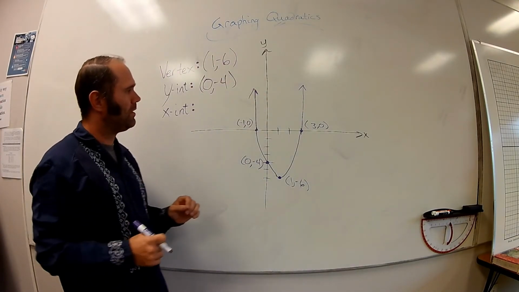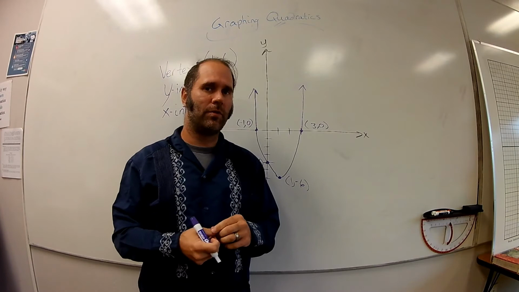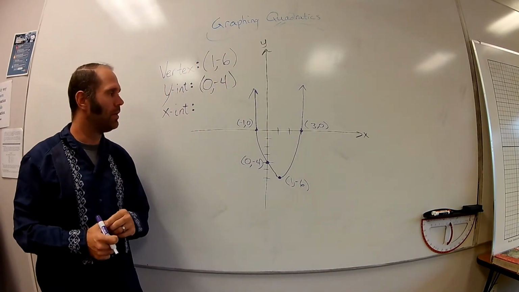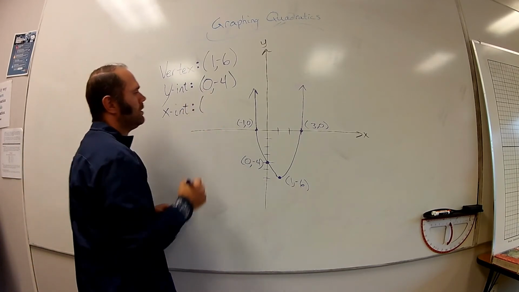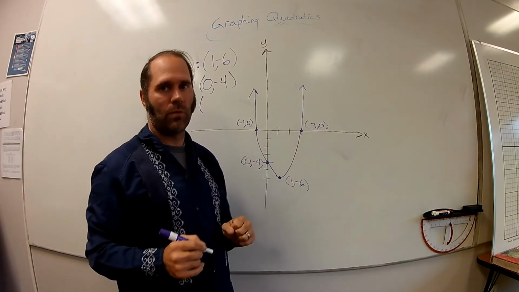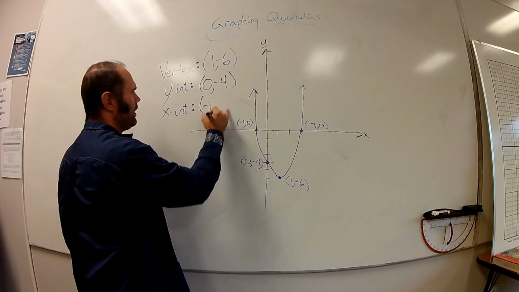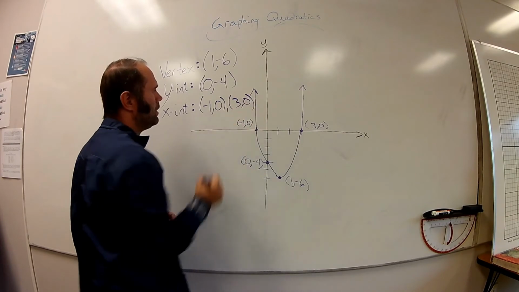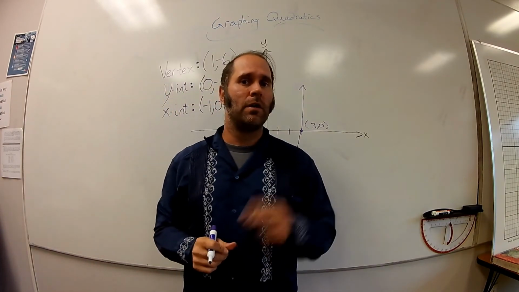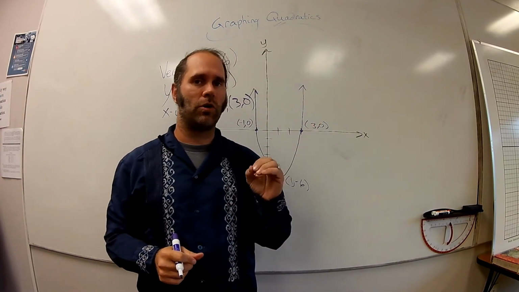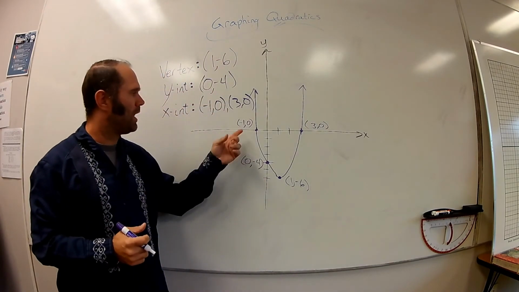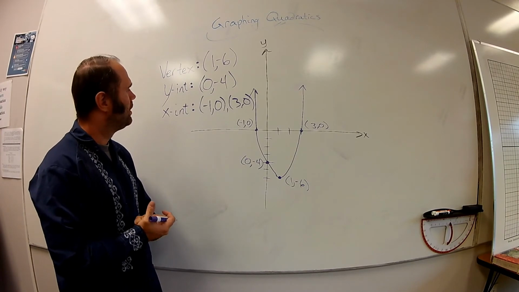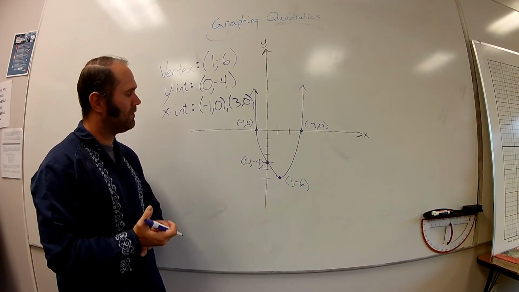The last bit is what we call the solutions to a quadratic. Those are also called the x-intercepts. The x-intercepts are always when y equals 0. In this case, we have (-1, 0) and (3, 0). Remember that you can have two solutions, one solution, or no solutions. In this graph, we have two solutions. And these are the important pieces of a graph that you would want to find.